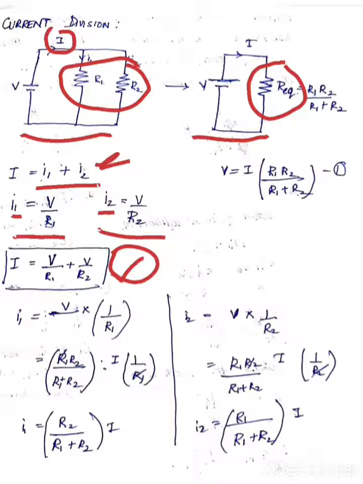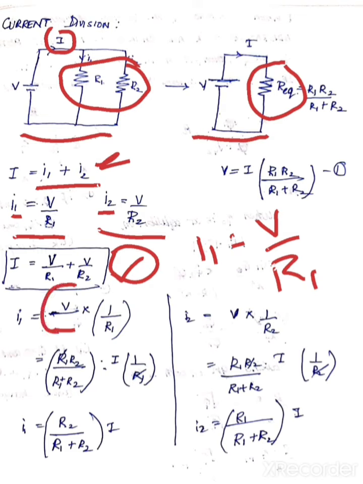So for getting the expression of I1, I1 is equal to V by R1, right? I am writing it as V into 1 by R1. And in place of V I am substituting equation number 1. While substituting, as R1 is common, I am cancelling it out and I arrive at this formula, that is I1 is equal to R2 by R1 plus R2 into I.